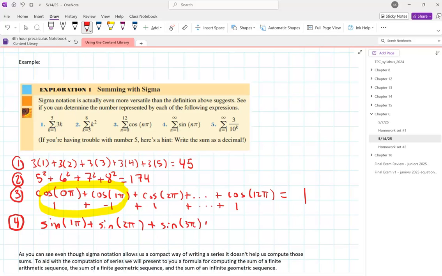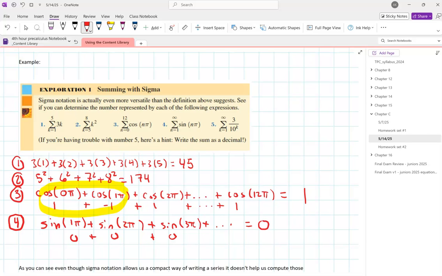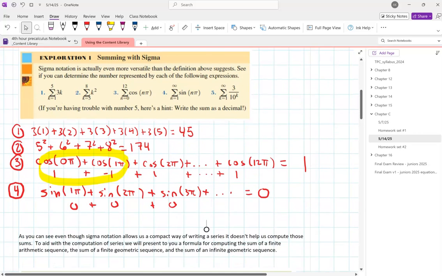So it's going to just be like this. Now again, from trigonometry, sine of any multiple of pi is going to be 0. So what do I get when I add up infinitely many zeros? Still 0. Oh, that's cool.